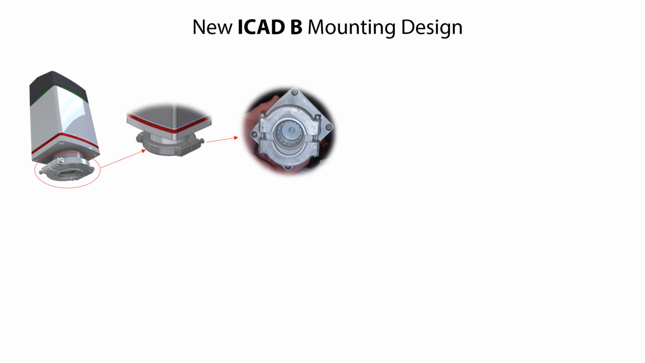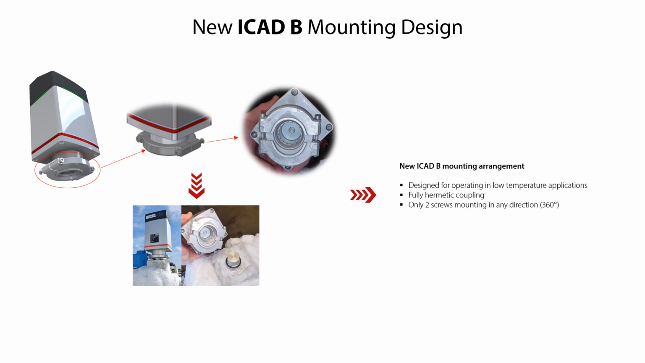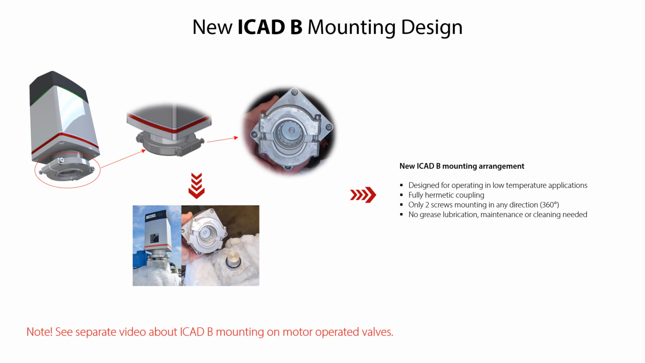The ICAD B actuator without and with built-in display both have a new mounting arrangement, as seen here. This new mounting arrangement is a fully hermetic design, which is designed for operating in low temperature applications, as seen here with these examples. As also illustrated here, the built-in O-ring provides a fully hermetic coupling using only 2 screws, which can be mounted in any 360-degree direction. This mounting arrangement needs no grease, lubrication, no maintenance, and no cleaning, ensuring a trouble-free operation. Please see the separate video about ICAD B mounting on motor-operated valves.